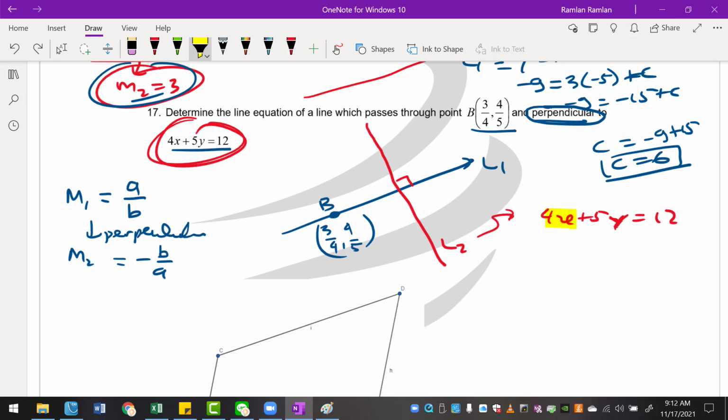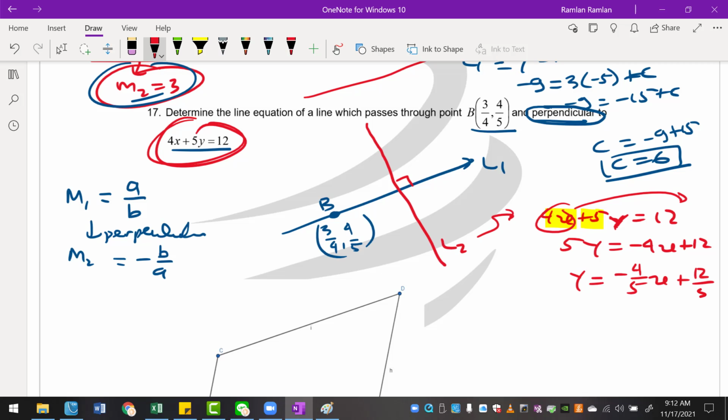So I will get 5y equals minus 4x plus 12, right? If I move this one here, and then that's 5, I'm going to divide, so y equals minus 4 over 5x plus 12 over 5. Okay, so that is for L2, yeah? Which means that the gradient is this one, right? That is going to be the gradient of L2.